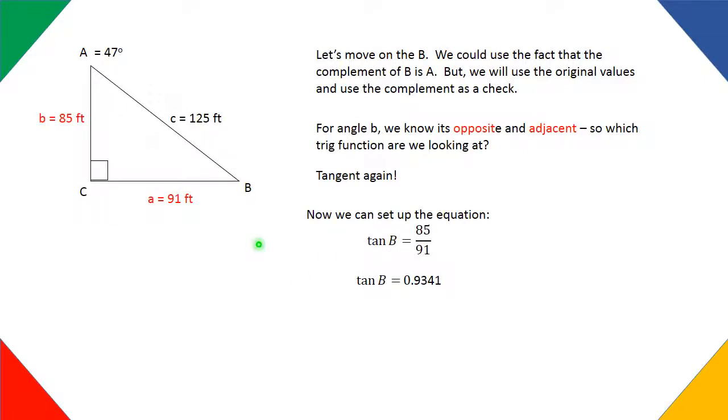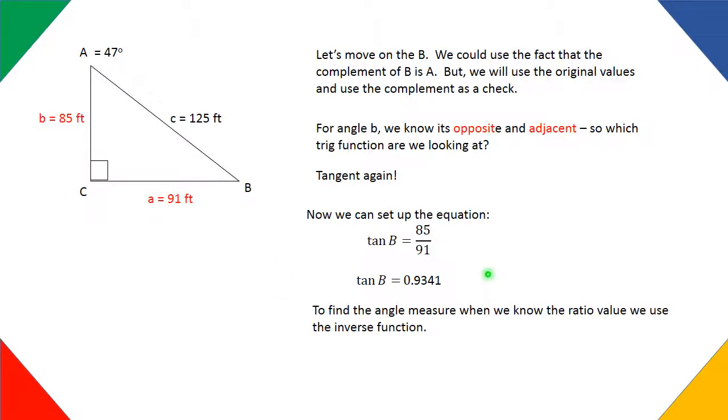So we can set up the equation. The tangent of B equals its opposite over its adjacent. And then we simplify the fraction. Again, we have to use the inverse tangent. And it turns out that B is 43 degrees. And indeed, 43 and 47 are complements of each other.